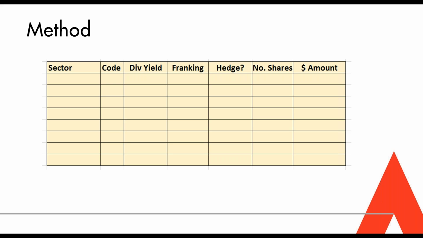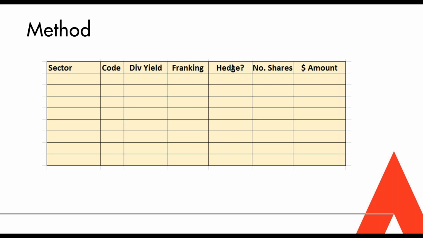So this spreadsheet that I've got here is an example of what I suggest you use to create your portfolio and to assist you in doing that. So we've got over here the sector that we're going to choose for our portfolio, the code of the stock. Here we're going to see what sort of dividend yield we're going to have with our stocks. Remember, I want to have 60% of fully franked high dividend yield shares. Here we're going to see if they're franked or not.